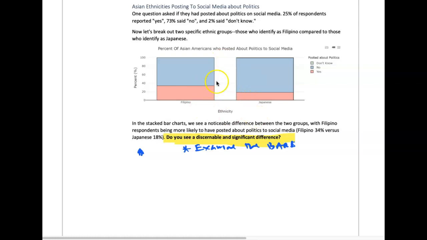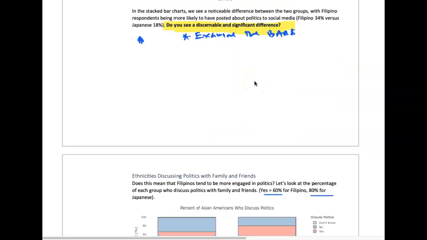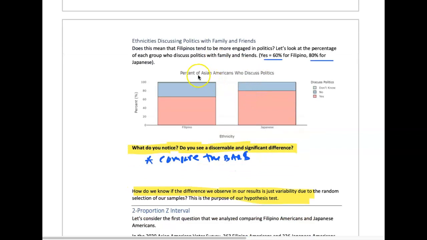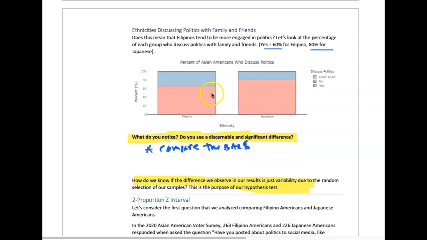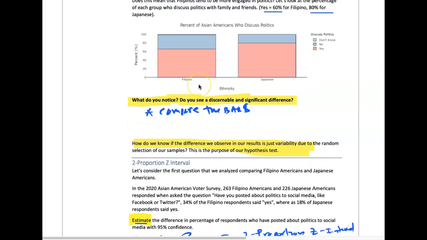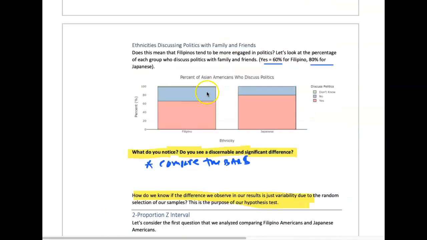And so what do you see? They're kind of close. Filipino a little bit more in the pink of yes, Japanese a little bit more in the blue, right? Versus another question like this, asking them what percent discuss politics, right? And then you can see, is there a real difference? There's a slight difference, but is it enough, right? And that's why we have to run a hypothesis test or do a confidence interval to actually determine if statistically there is a difference, right? Even though the actual numbers are different, but that's for a sample, right?